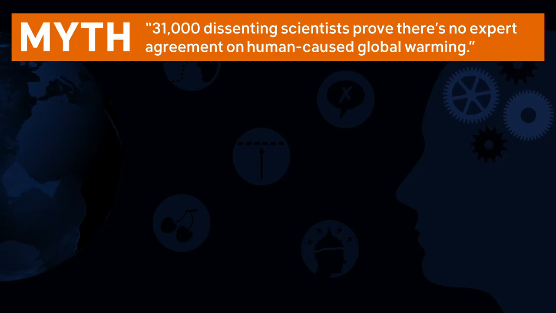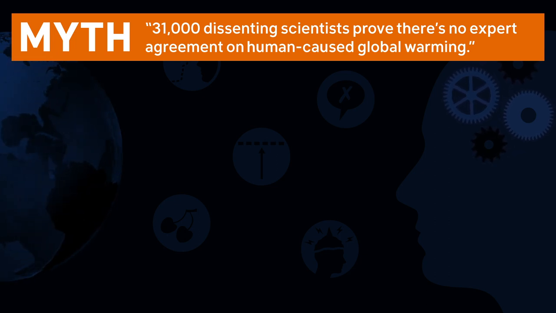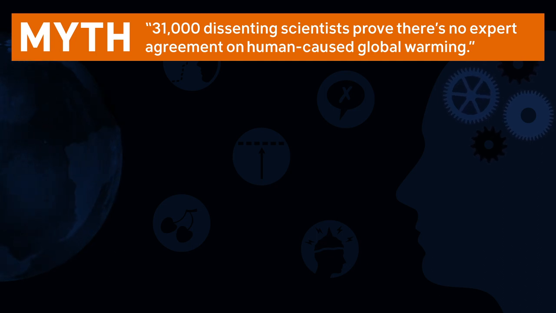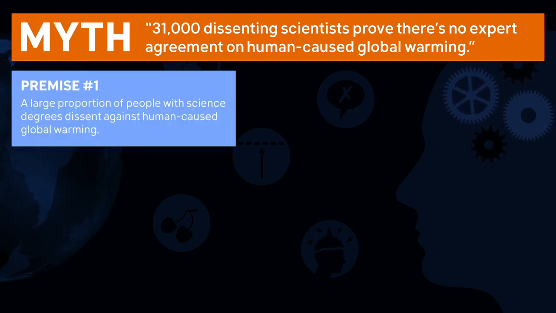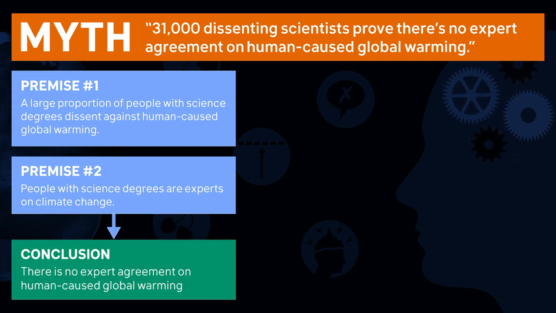First, let's deconstruct the claim that 31,000 dissenting science graduates shows there's no scientific consensus on human-caused global warming. This claim has two premises. The first premise is that a large proportion of science graduates dissent against human-caused global warming. The second premise is that people with science degrees are experts on climate change. The conclusion is that there's no expert agreement that humans are causing global warming.